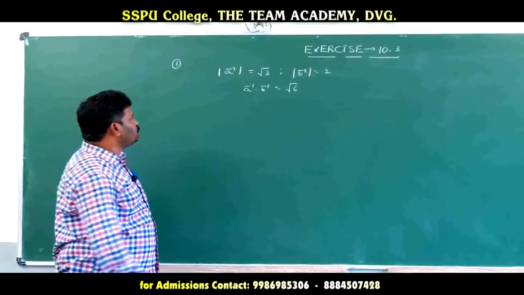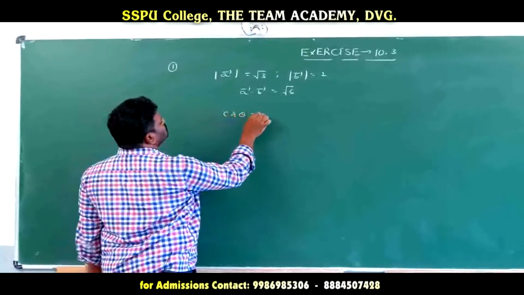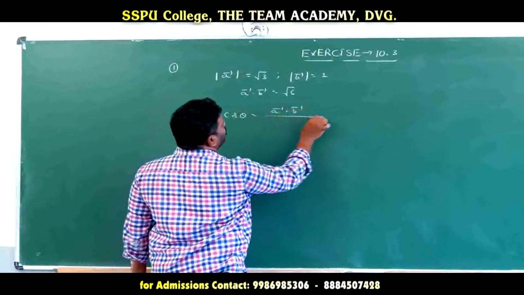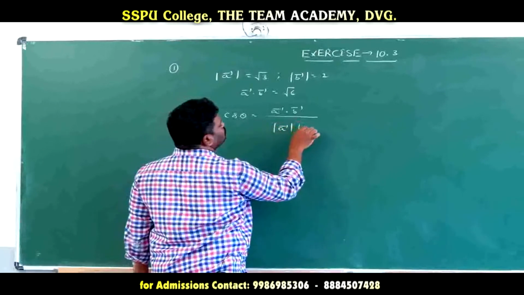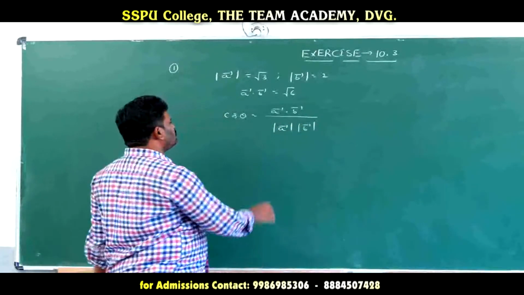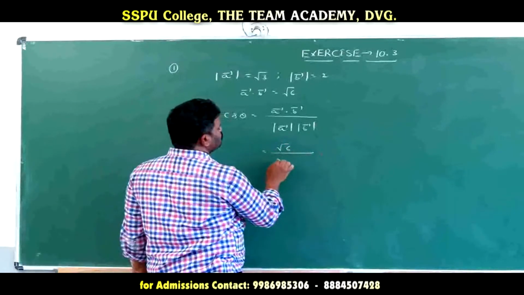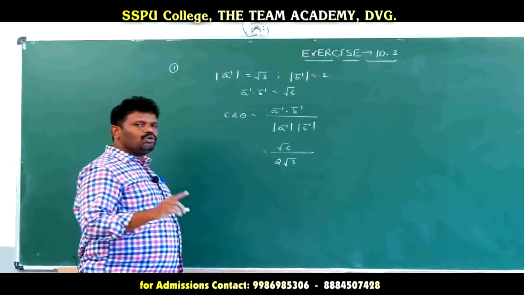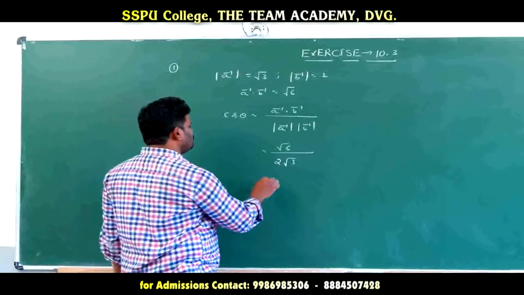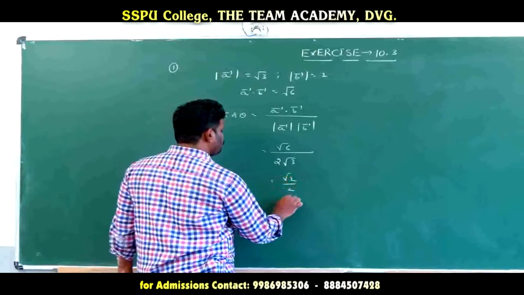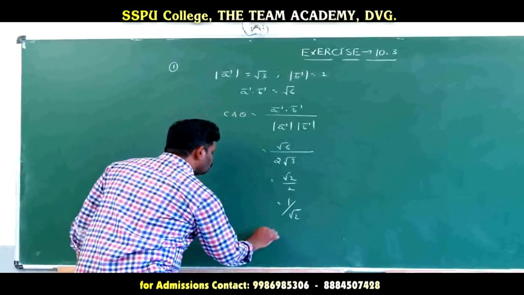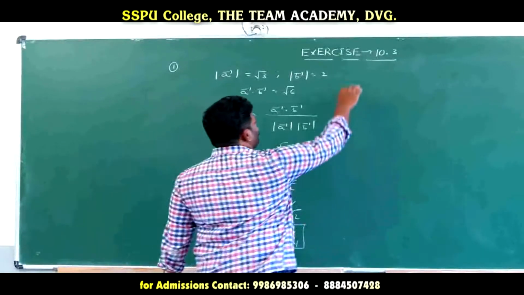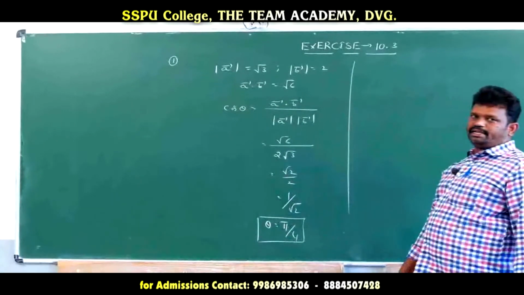Now what we need to find is the angle between two vectors. Already we know the formula: cos theta is equal to a bar dot b bar by magnitude of a bar into magnitude of b bar. So that is equal to root 6 by root 3 into root 2. Then root 6 splits into root 2 into root 3, root 3 cancels, so the value is root 2 by 2, finally 1 by root 2. So theta is equal to pi by 4. The angle between the two vectors is pi by 4. Okay? Right, next question, Sima.